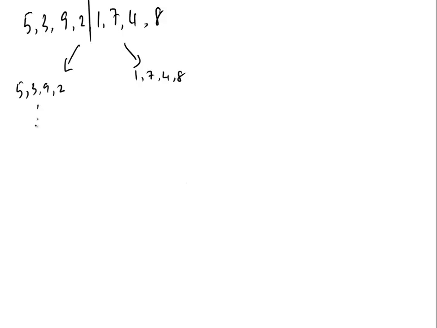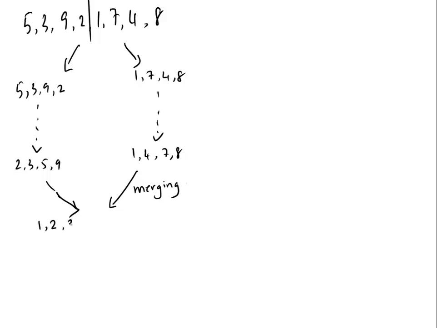5, 3, 9, 2, 1, 7, 4, 8 is a list of numbers. If you look at merge sort, what it does is it first divides it into two halves, 5, 3, 9, 2, and 1, 7, 4, 8. And then it calls itself recursively to sort these two lists. And then it merges these sorted lists into one longer sorted list. And we saw this algorithm merging to produce the longer list 1, 2, 3, 4, 5, 7, 8, 9.